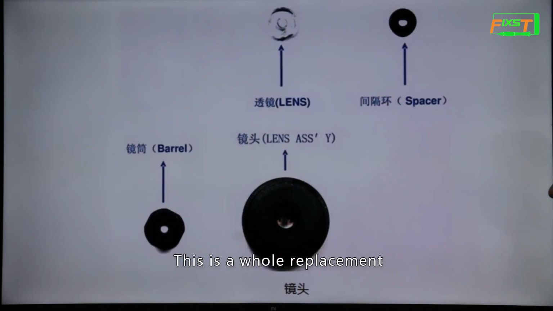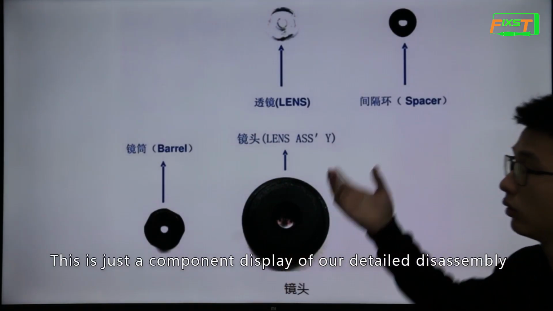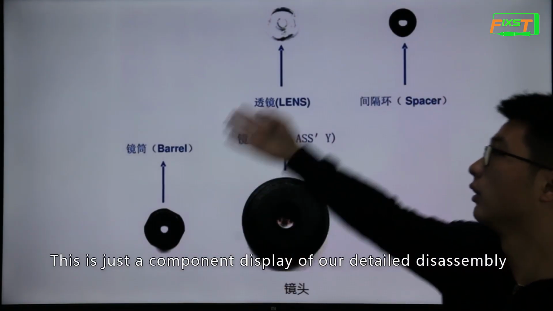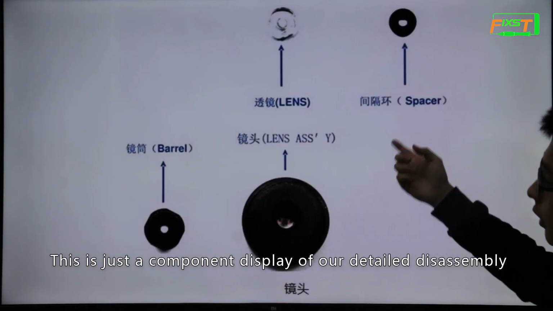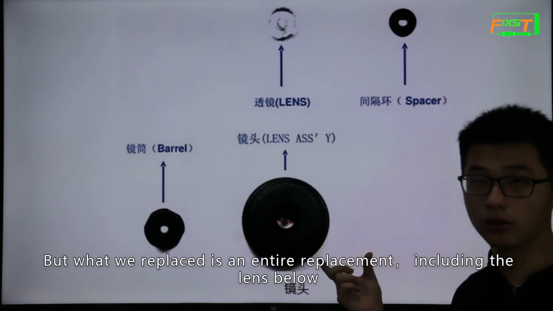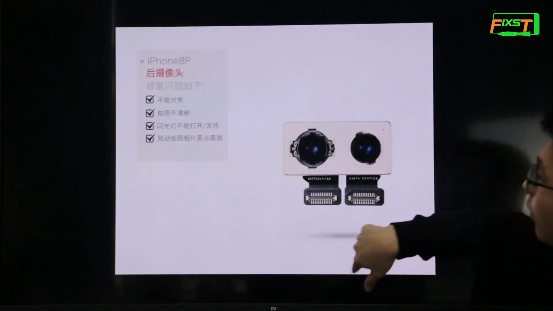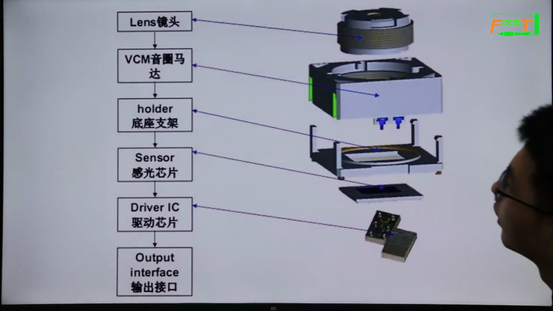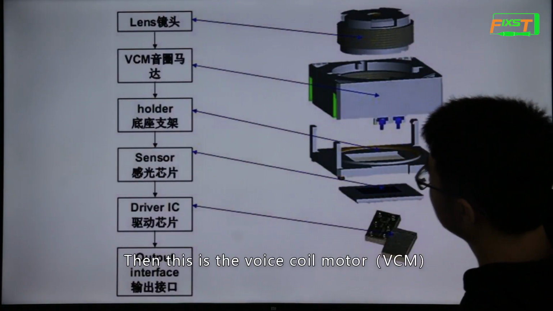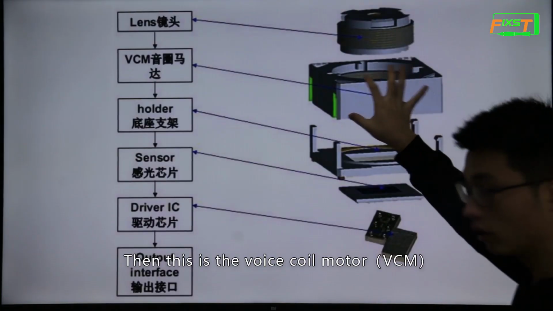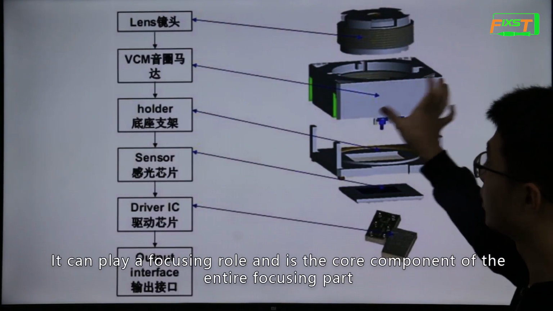This is a whole replacement. This is just a component display of our detailed disassembly. But what we replace in an entire replacement includes the lens below. Then this is the Voice-Coil motor. It plays a focusing role and is the core component of the entire focusing part.